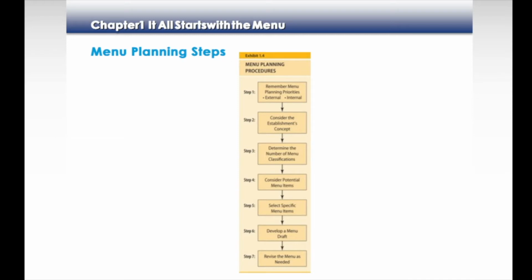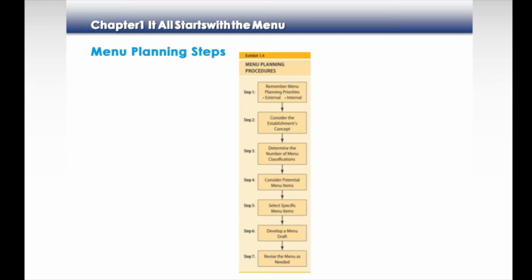Step 3, determine the number of menu classifications. These are things such as entrees or main courses, house specialties, appetizers or starters, soups, and salads. You may have sandwiches and wraps, vegetables and accompaniments or side dishes, desserts and beverages. All of these are categories. You want to consider whether you have too many categories or not enough. Do you have things properly categorized within the menu itself? There's a lot to consider for that.